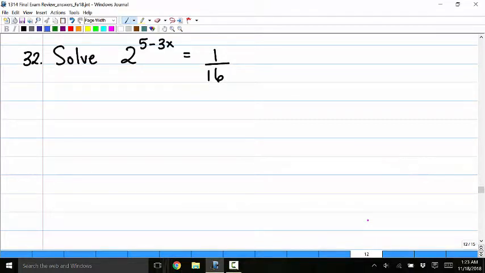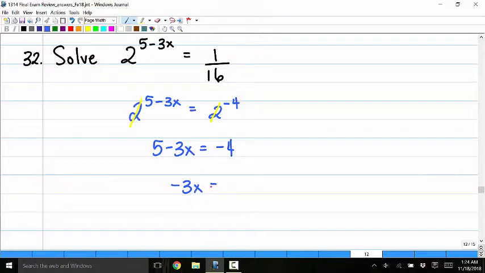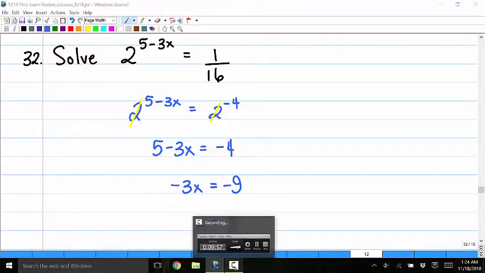Number 32, I want to solve 2 to the 5 minus 3x equals 1 over 16. I know that both of those sides can be written as powers of 2. So 2 to the 5 minus 3x is equal to 2 to the negative 4. I can get rid of my bases. And I have 5 minus 3x is equal to negative 4. Subtract 5 from both sides. Negative 3x equals negative 4 minus 5, which is negative 9. Divide both sides by negative 3. Negative 9 over negative 3 is 3.